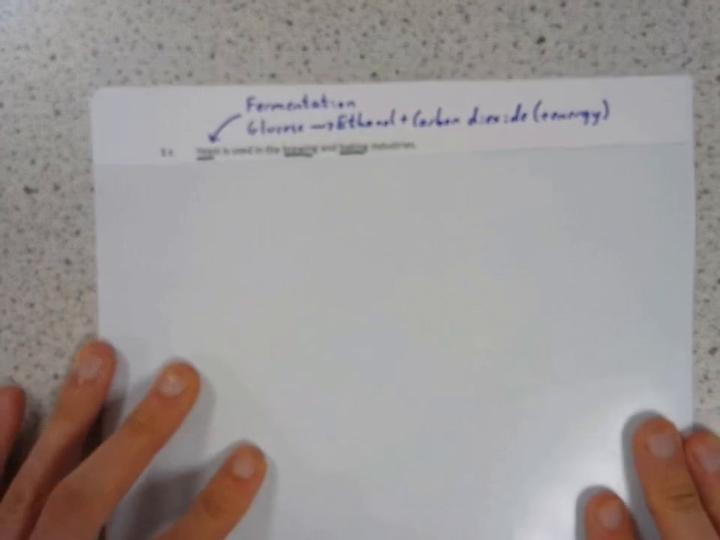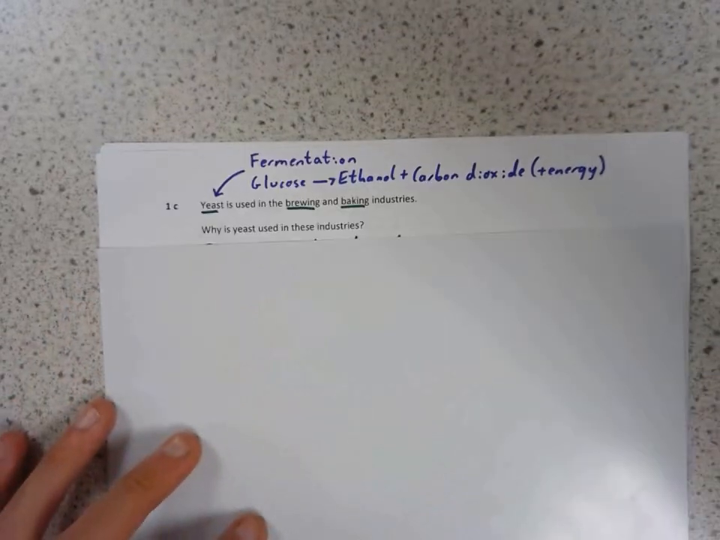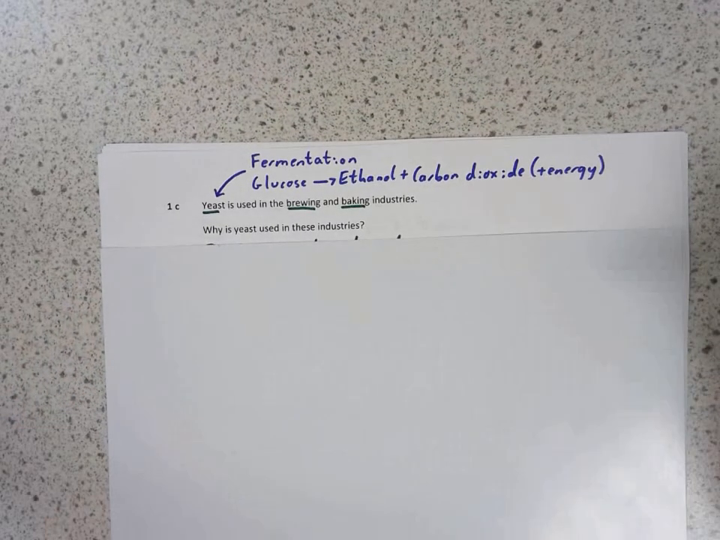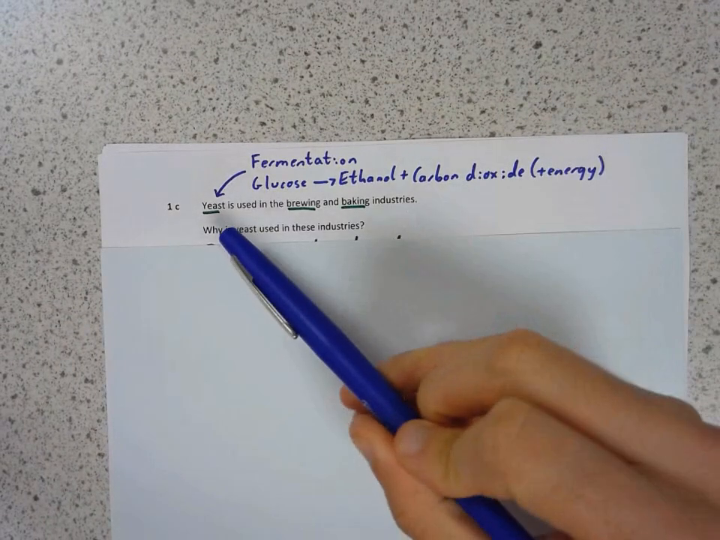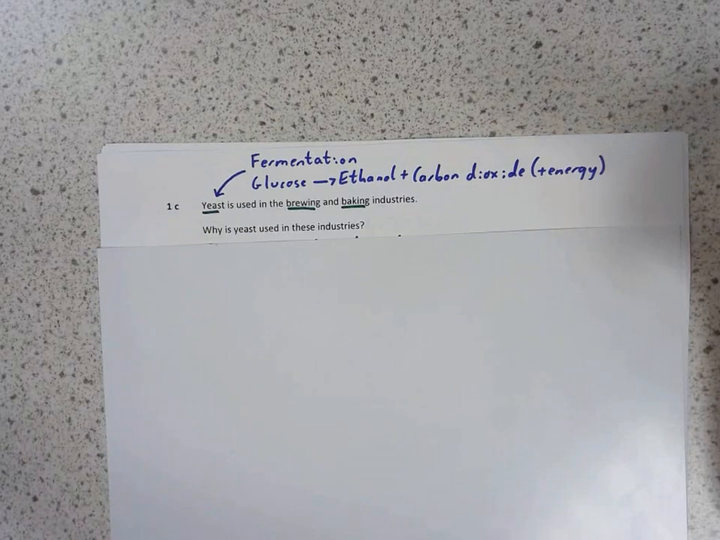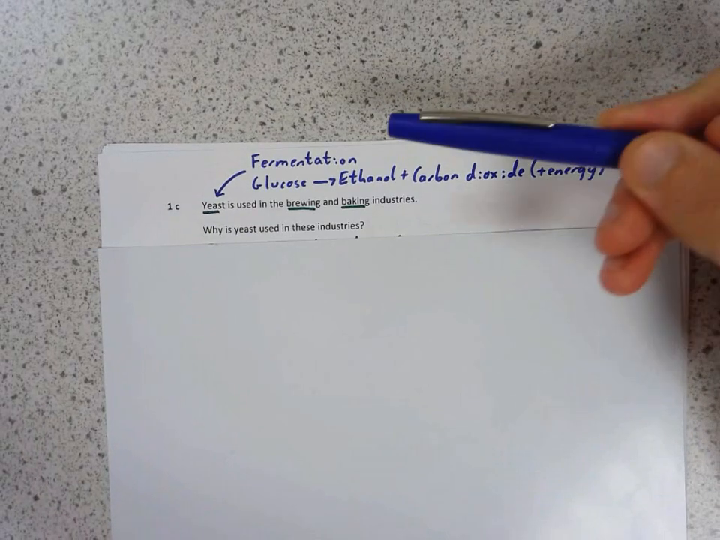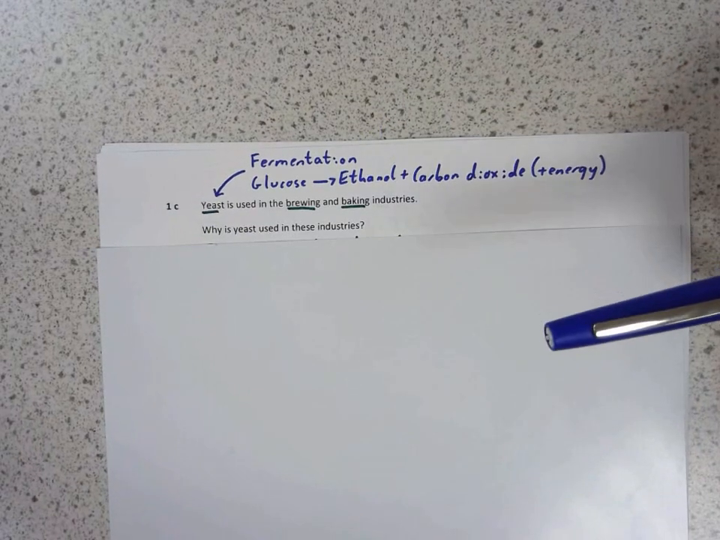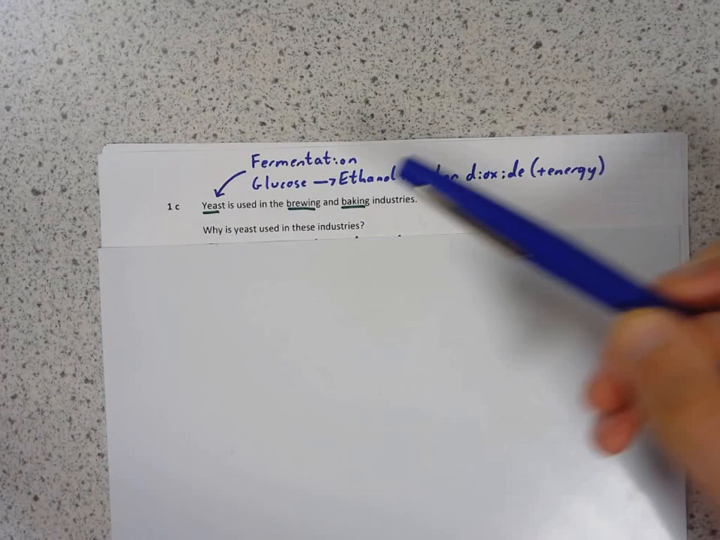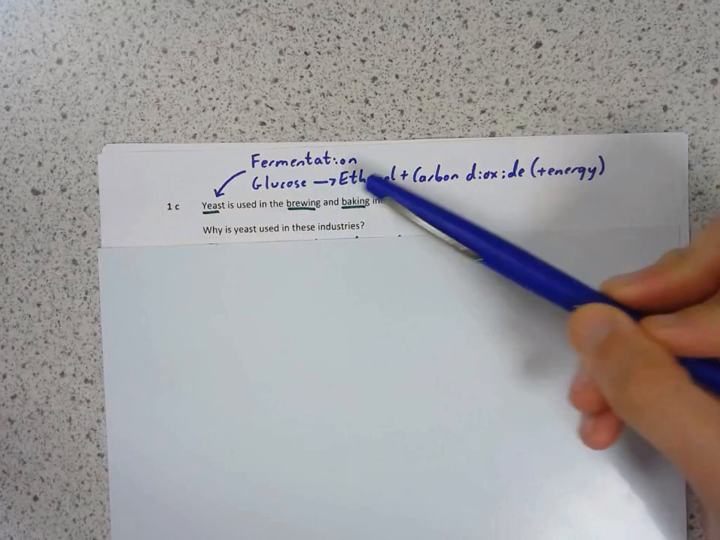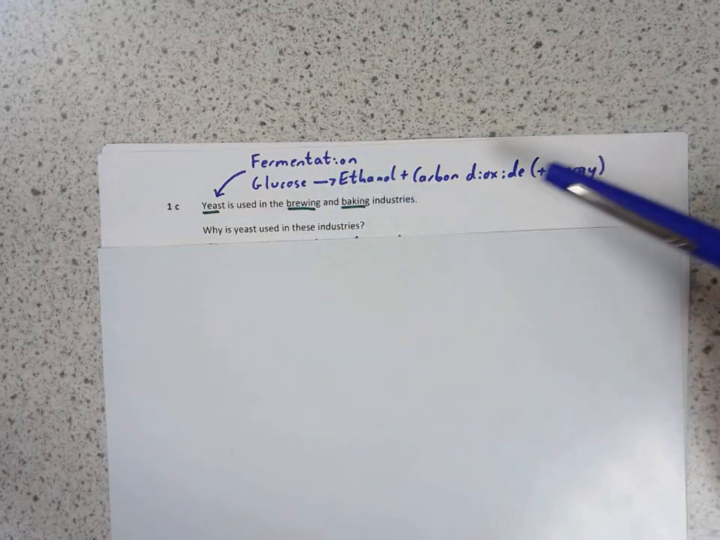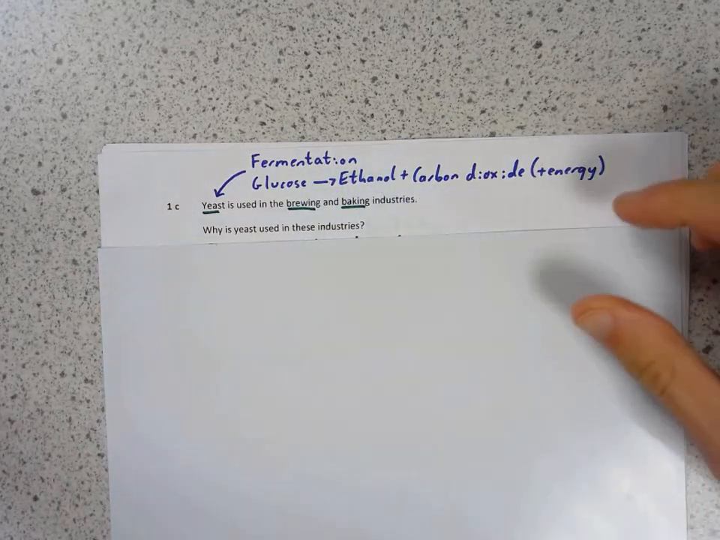1c. Yeast is used in the brewing and baking industries. Okay, so we're thinking about anaerobic respiration previously, and now we're talking about yeast. Now, anaerobic respiration in yeast is called fermentation, and I've written the word equation here for fermentation, where again we're reacting glucose without oxygen to produce ethanol, carbon dioxide, and it also releases some energy.